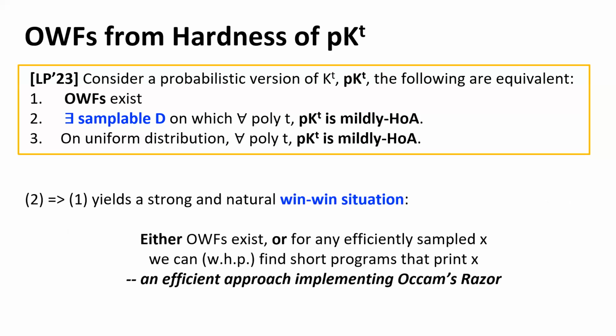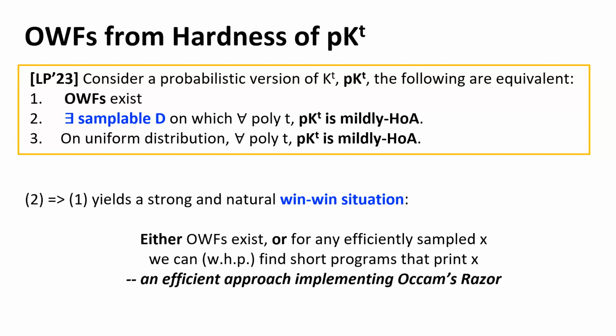If we look at the implication that 2 implies 1, this yields a strong and natural win-win situation. What does this say? Either 1 is true, namely one-way functions exist, or 2 is not true, namely for any efficient sampler of x, we can with high probability find the shortest program that outputs the string x. This is not quite true, because morally 2 is a decisional problem, but here we need a search version of it, but we will show that it follows from our proof.